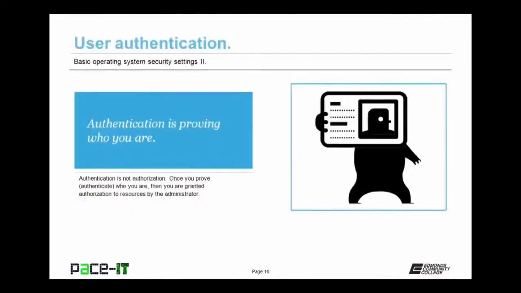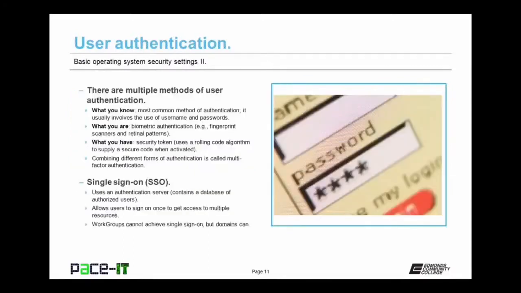User authentication is proving who you are. Authentication is not authorization, by the way. Once you prove who you are, you are then authorized to perform actions, but you have to prove who you are first. Now, there are three main ways of authentication. The first one is what you know, which is the most common and the one that we're most used to. This is the use of usernames and passwords.